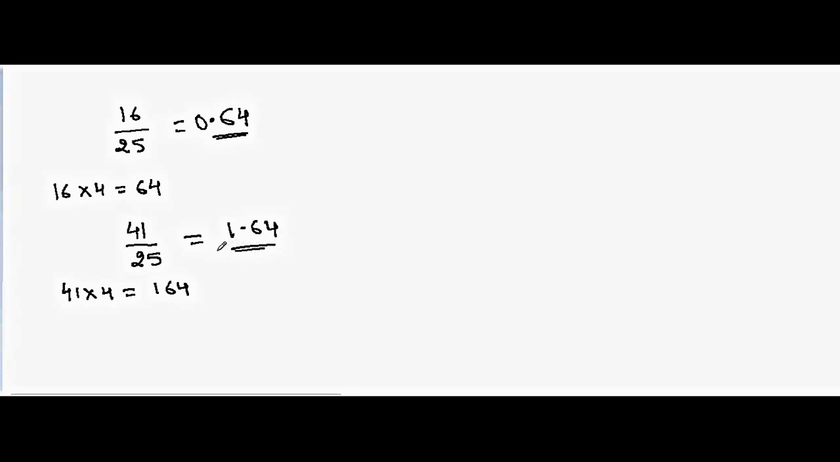As you can see, for 41 by 25, most people would have to use a calculator, but we can do it without taking any time, just in the mind. Same way, suppose I have 24 and I want to divide by 25. 24 into 4 is equal to 96. So my answer will be 0.96.